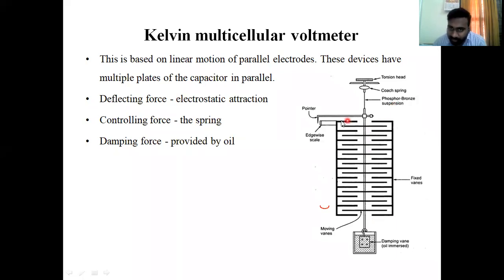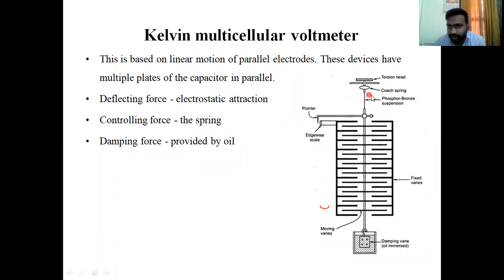And with respect to the moving vanes, these are the fixed vanes. See, this entire thing is a fixed vane structure. And next, this is our calibrated scale, and this is our pointer.